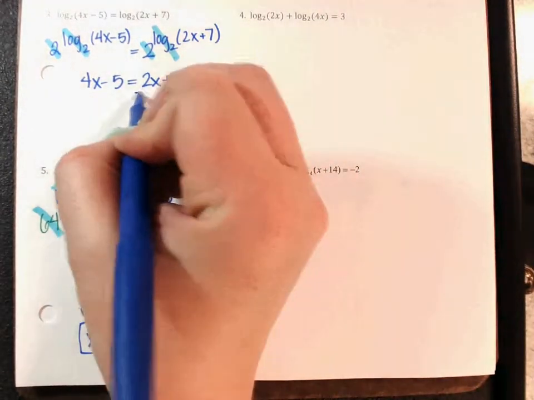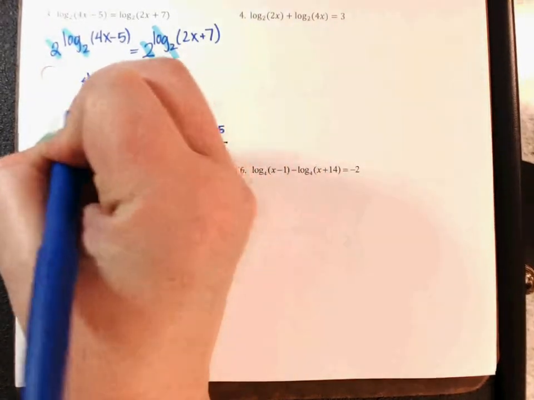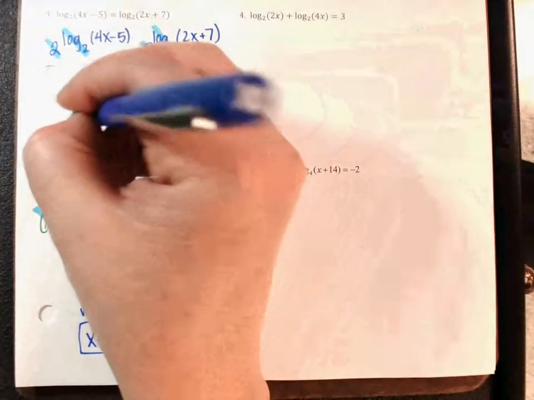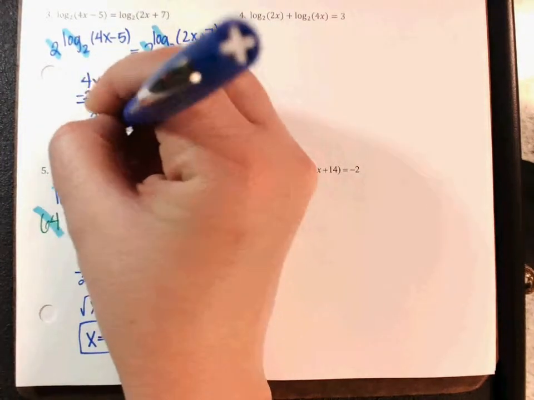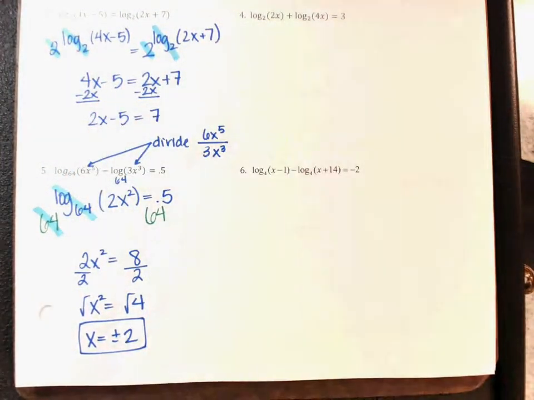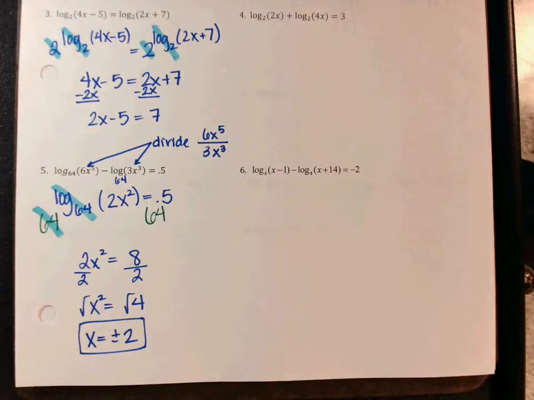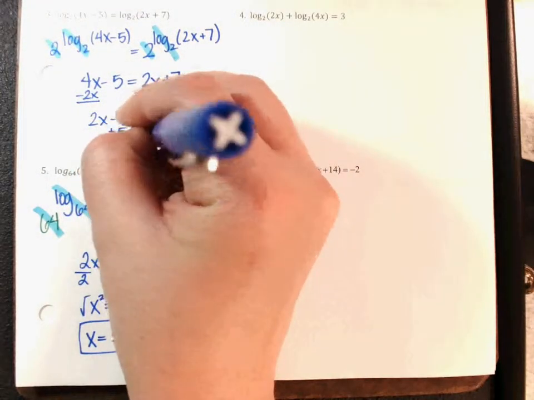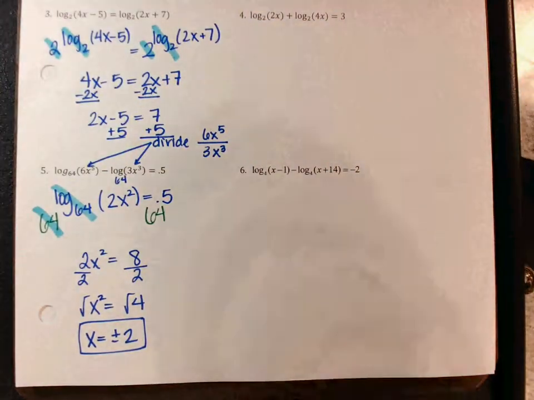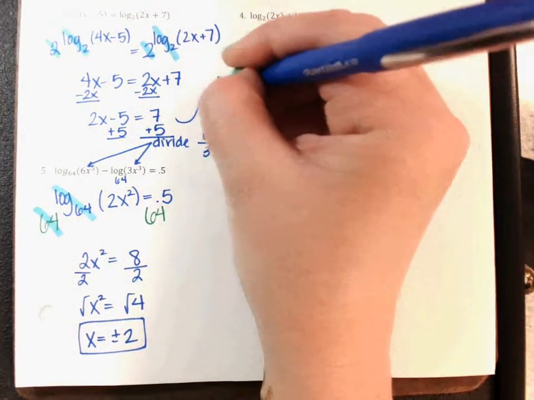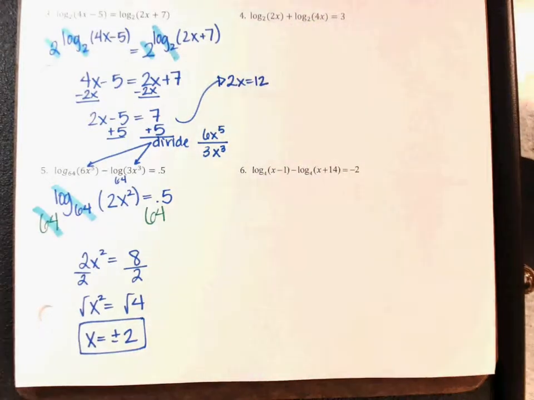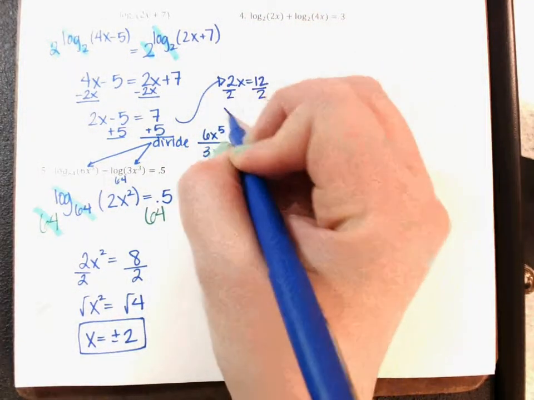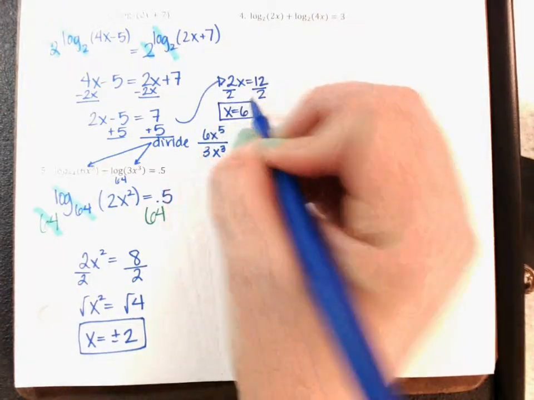So you'd minus your 2x across first. 4x minus 2x leaves me with 2x left over. What would you do after that? Add the 5 across. 7 plus 5 gives me 12. And if 2x is 12, then divide by 2 on both sides, x is 6. Okay?